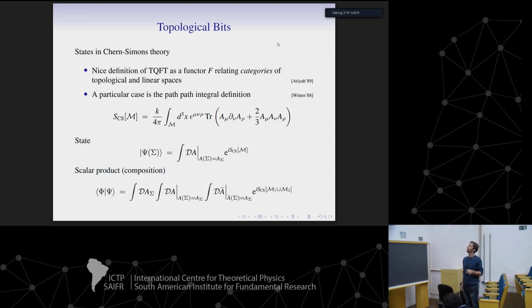So this is the action of the non-abelian Chern-Simons theory. You define a state simply as a path integral with given boundary condition. With prescribed boundary condition, this defines your state. And in particular, if you want to calculate an overlap, an inner product of two states, you have to compute a product of two path integrals and integrate over the boundary conditions.